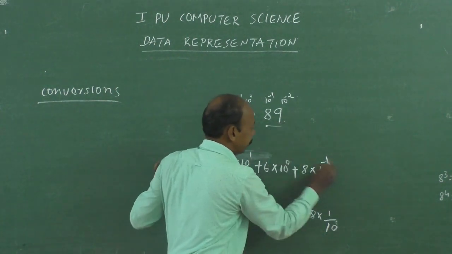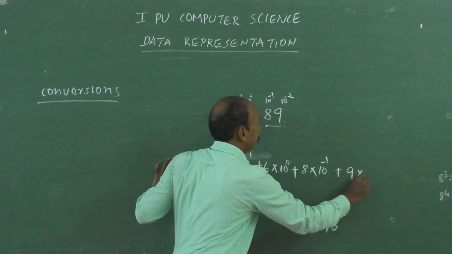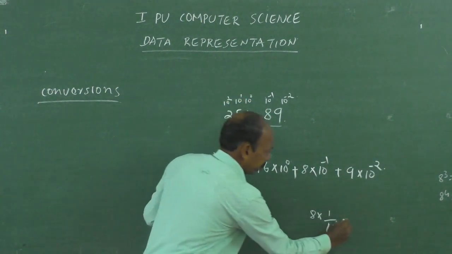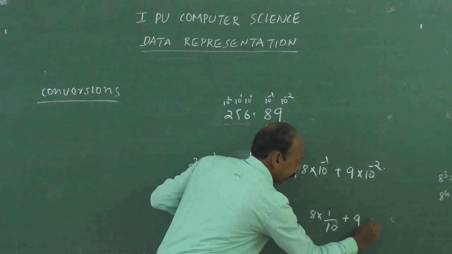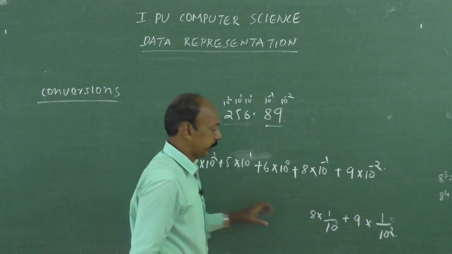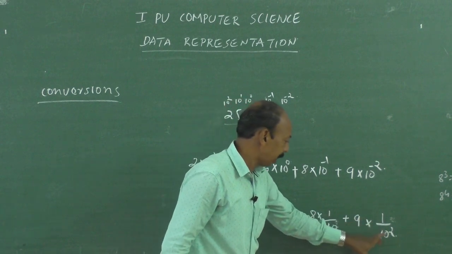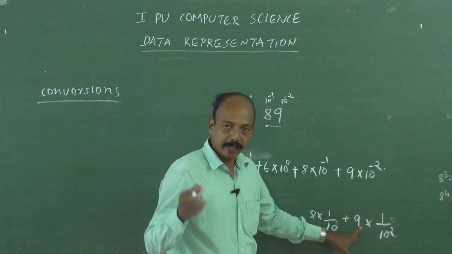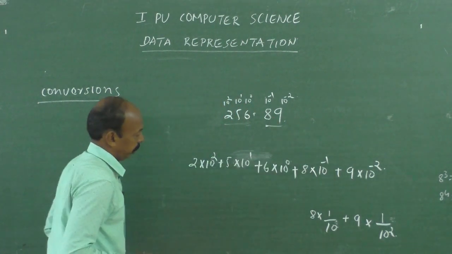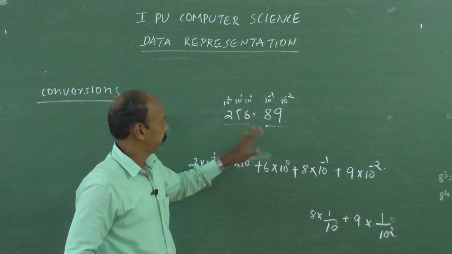Similarly, when you write this 9, how we can write this? Plus 9 into 10 to the power minus 2. That is equal to 9 into 1 by 10 to the power 2, which is nothing but 1 by 100. When you multiply this 1 by 100 into 9, you will get its positional value. All those things we shall see when we are going for the conversions.